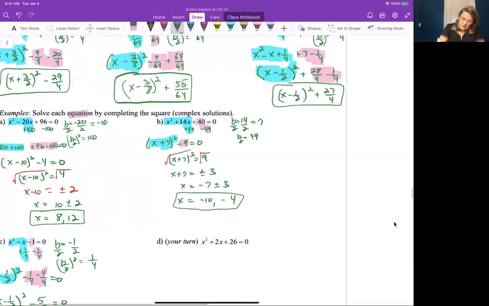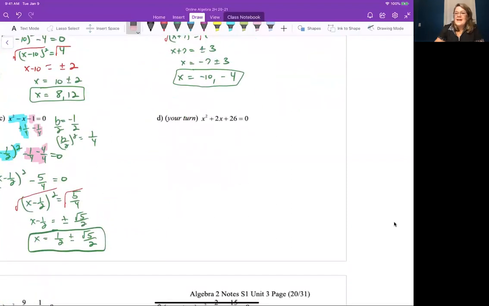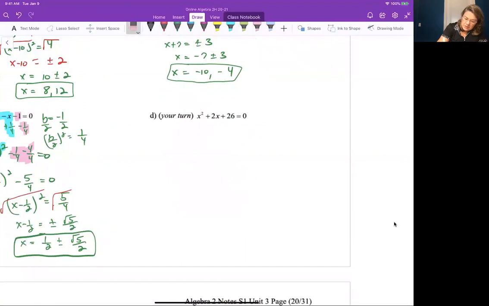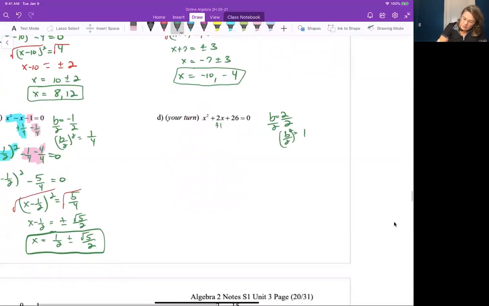Welcome back. I just wanted to point out that it says the answers are completing the square, and we want the complex solutions because we're getting ready to have to apply our knowledge of complex numbers. All right, b is equal to 2. b over 2 is 1. b squared is 1. So we are going to add 1, subtract 1.